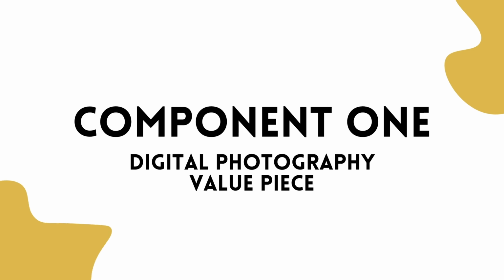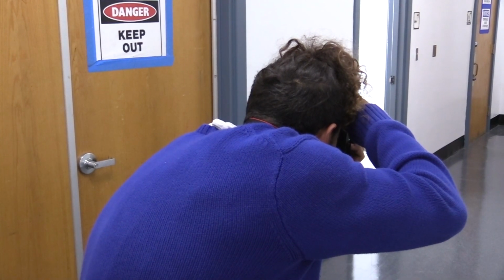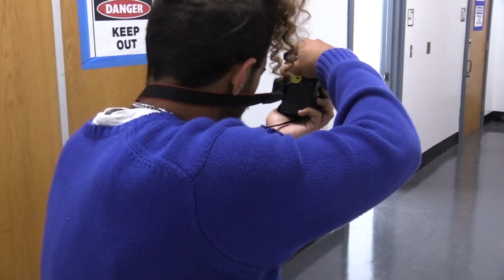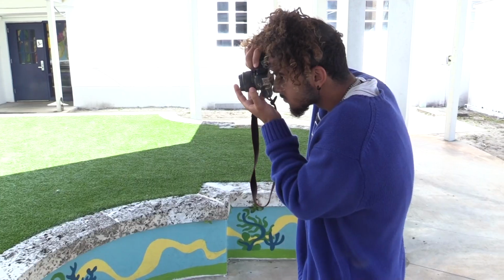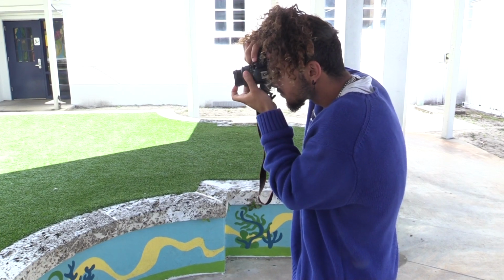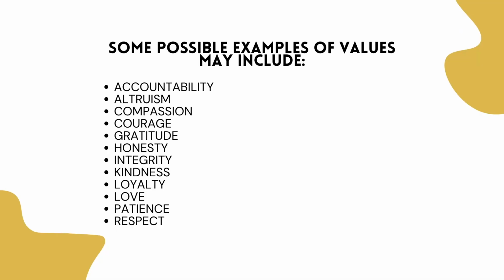Component number 1, digital photography, value piece. Applicants will stage, produce, photograph, and submit one final photograph that exhibits one value that is very important to them. Some possible examples of values may include accountability, altruism, compassion, courage, gratitude, honesty, integrity, kindness, loyalty, love, patience, and respect.